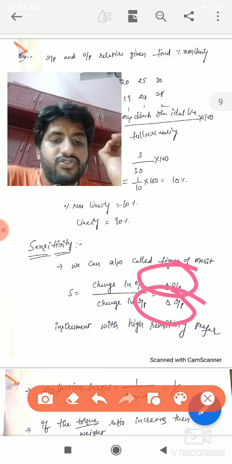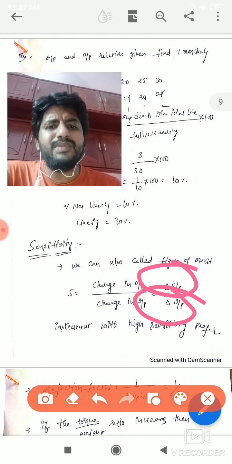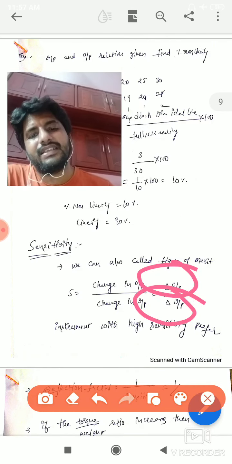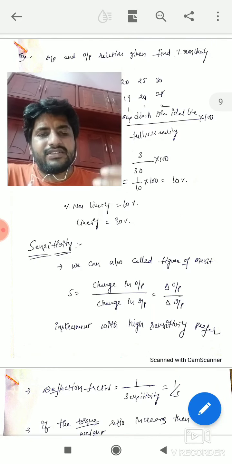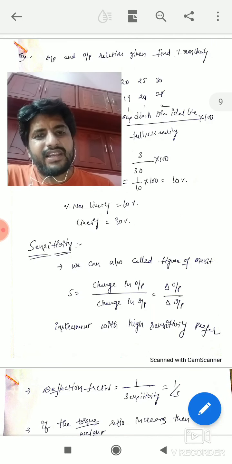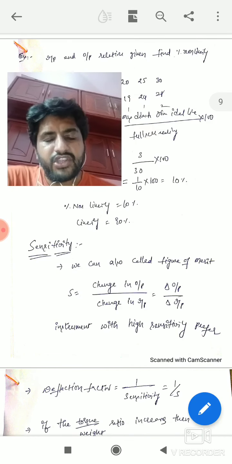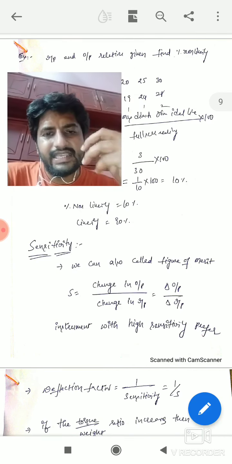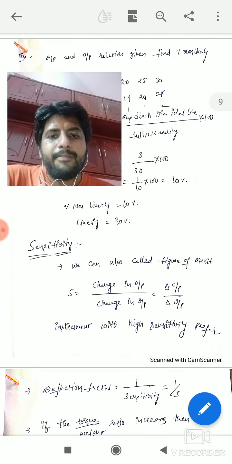Definitely you should prefer instruments having high sensitivity. That means you can easily get how much error can be present in the system, right? In following classes, we'll discuss the deflection factor. Deflection factor means how my pointer will start to deflect. We can easily calculate the deflection factor from the sensitivity. So the deflection factor is equal to 1 by sensitivity.